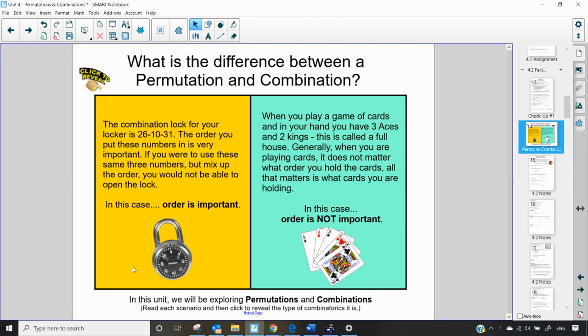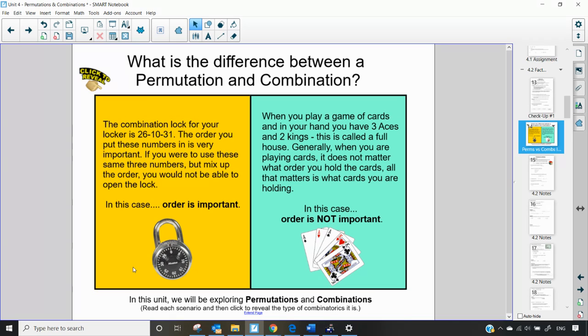The first one says the combination lock for your locker is 26, 10, 31. The order that you put these numbers in is very important. When you're doing your locker combination, if you don't put the numbers in the correct order, you mix things up or you go past your number a little too far, you're not going to be able to open your lock. So this is an example where order is important.